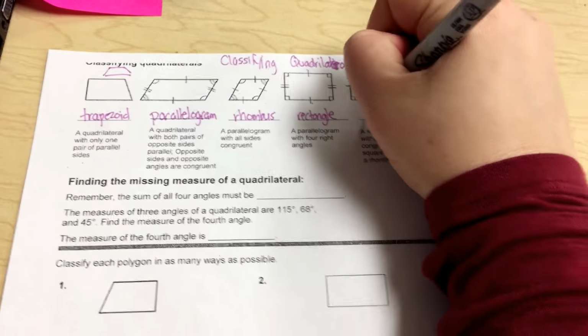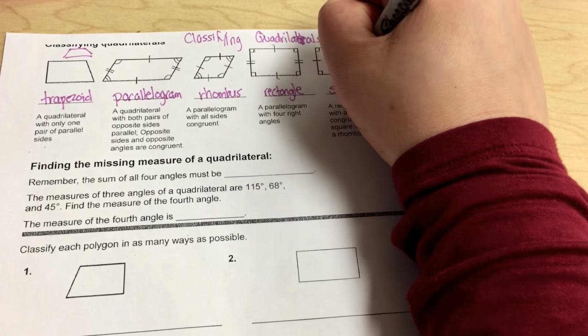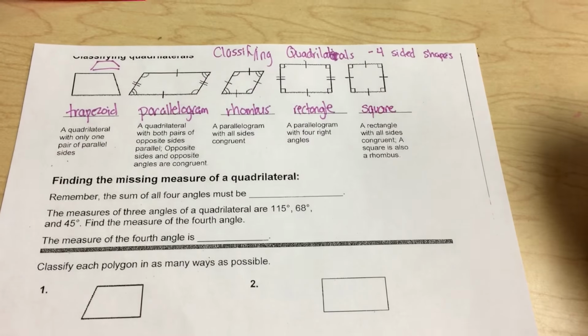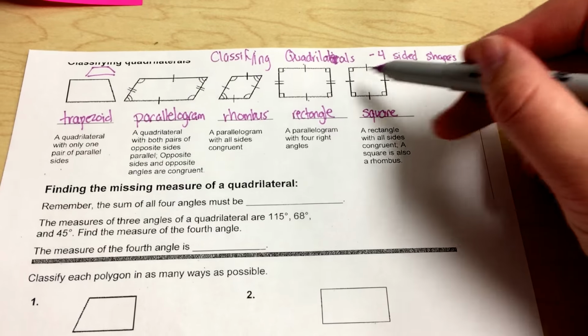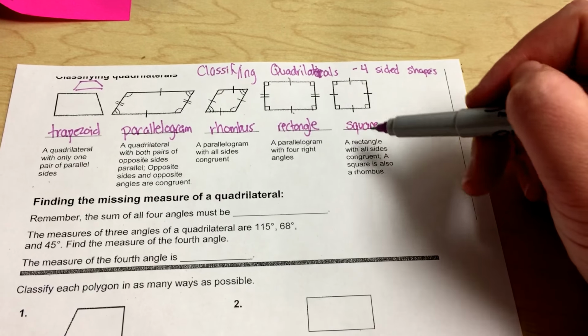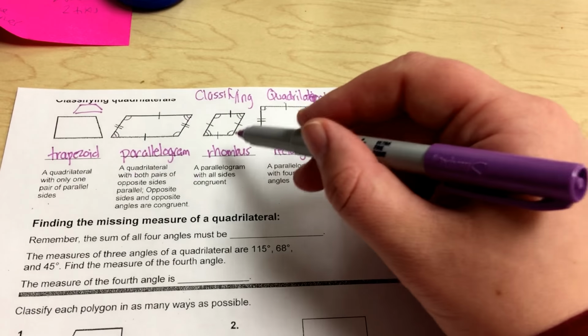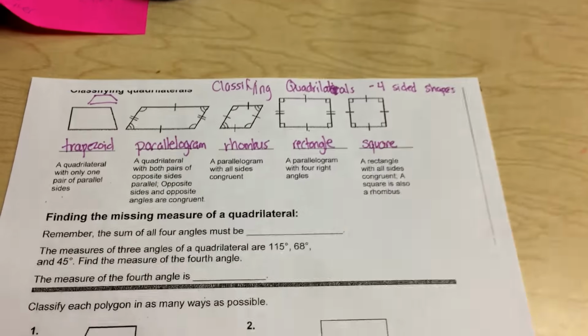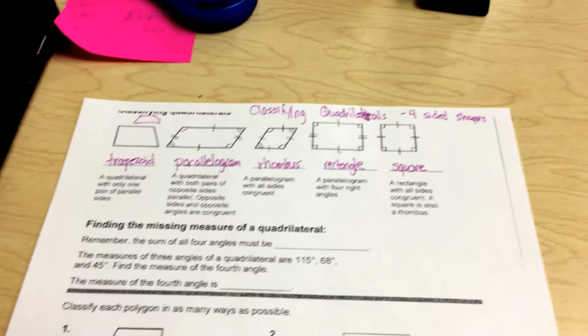Then we have a square. A square is a type of rectangle with all congruent sides. A square is a rectangle, a square is a rhombus, and a square is a parallelogram. Tricky, huh?